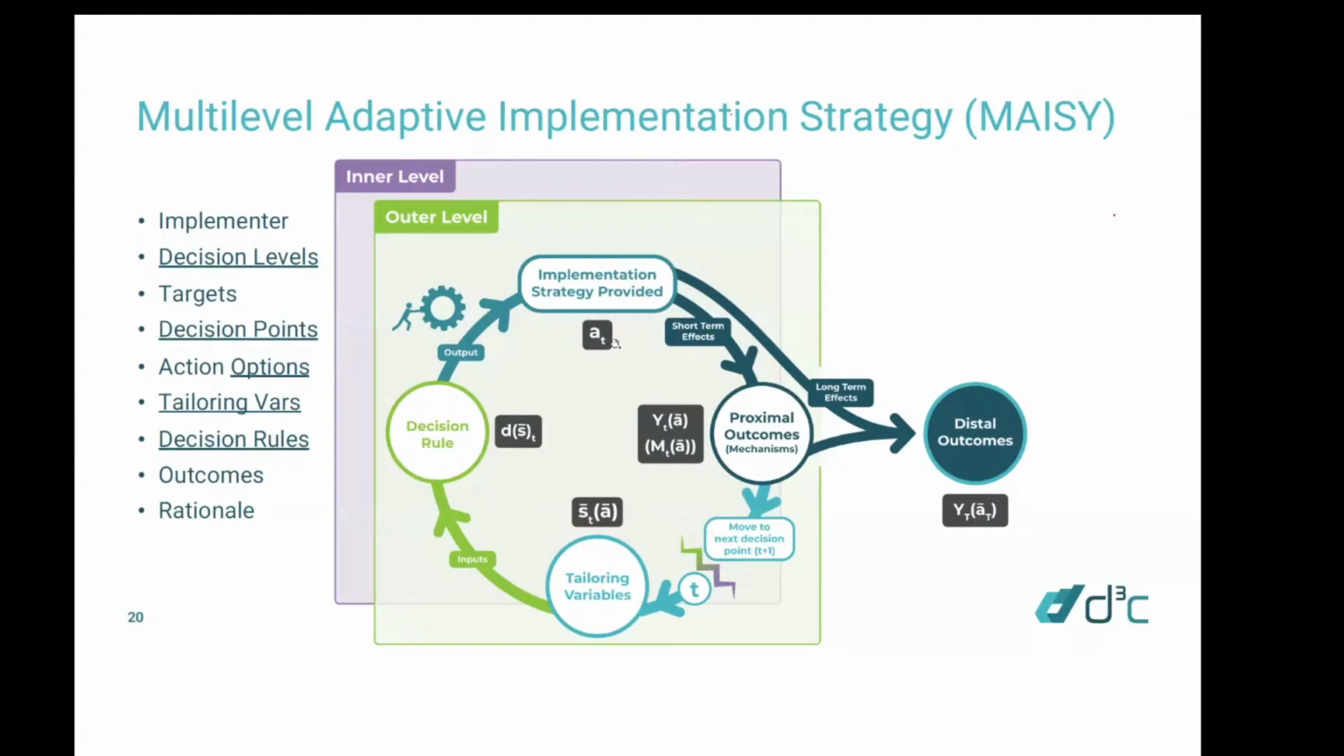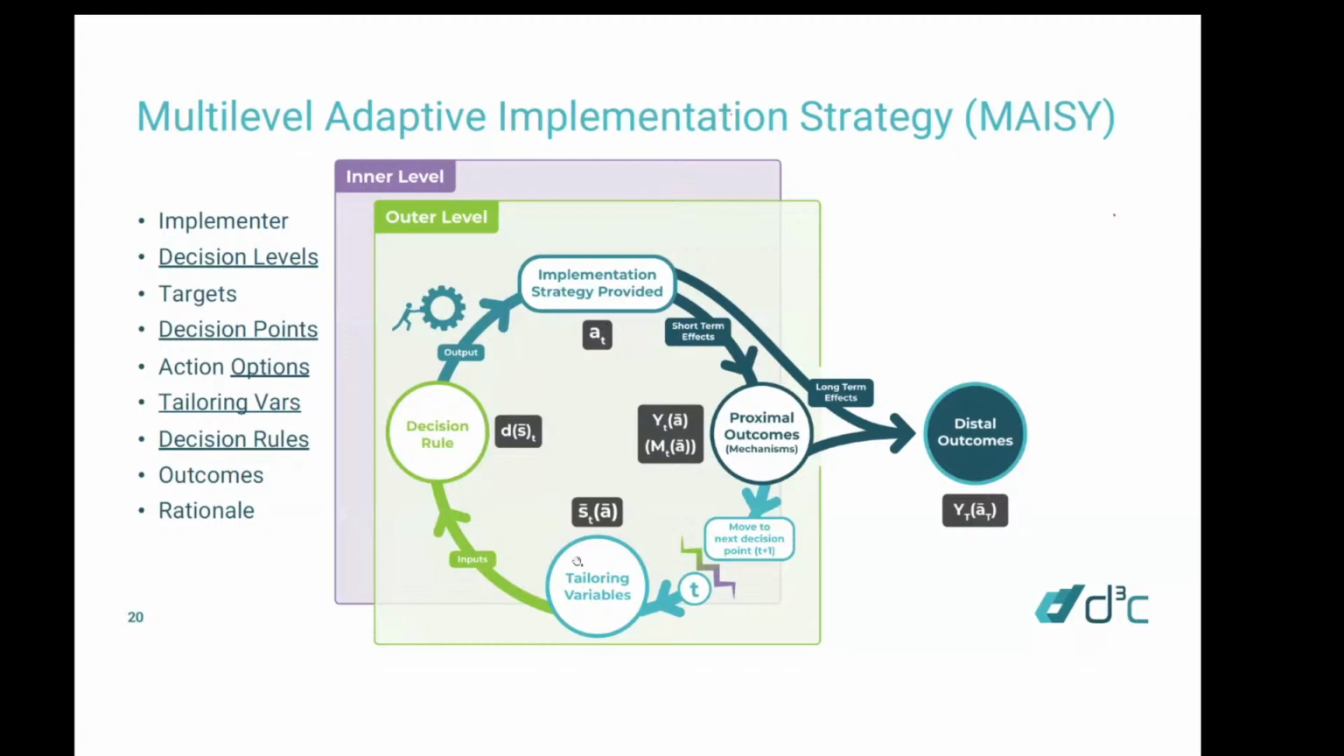So for example, I take an action, I see what happens in the short run, I use that information or some of that information to craft a tailoring variable. Actually, it's already been crafted. It's already been decided for you ahead of time. It's a particular tailoring variable. And then I'm going to use that tailoring variable to decide, here's my decision rule, what I'm going to do next, what the next action is.